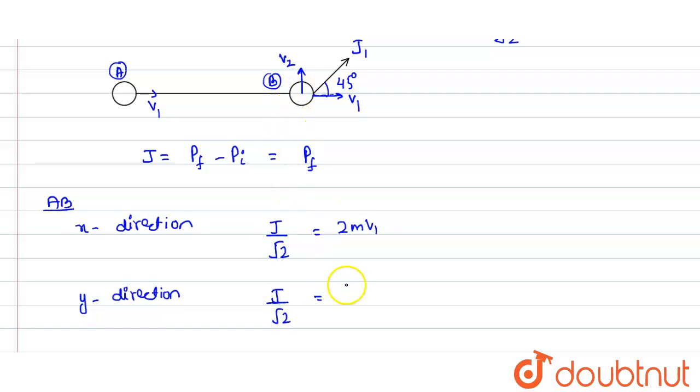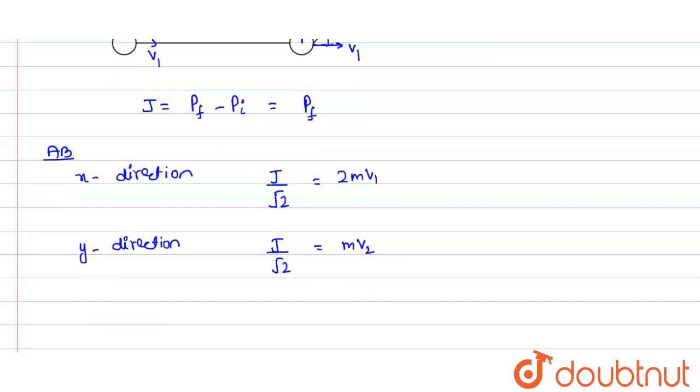This would be the momentum in the y direction, which would be only due to the V2 velocity, which only B is having. Why? Because A is moving horizontally. So it would be m into V2. Okay, now let's say this is our equation 1. Let's say this is our equation 2.